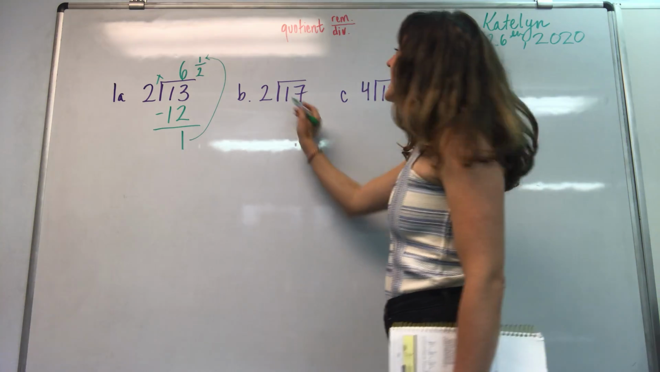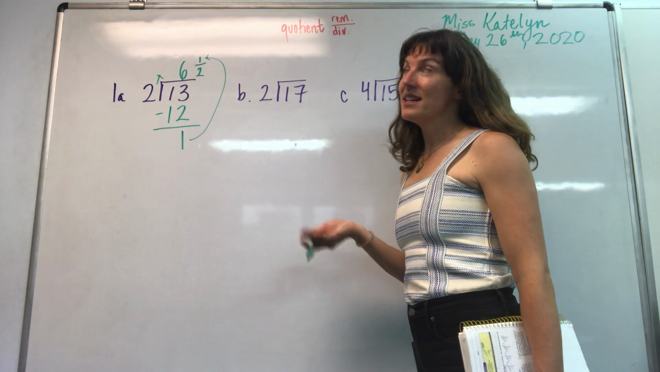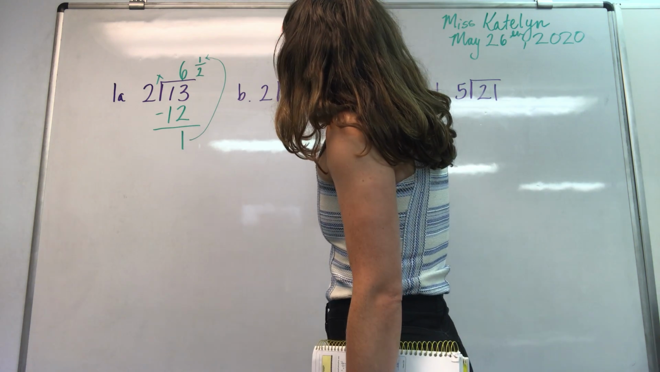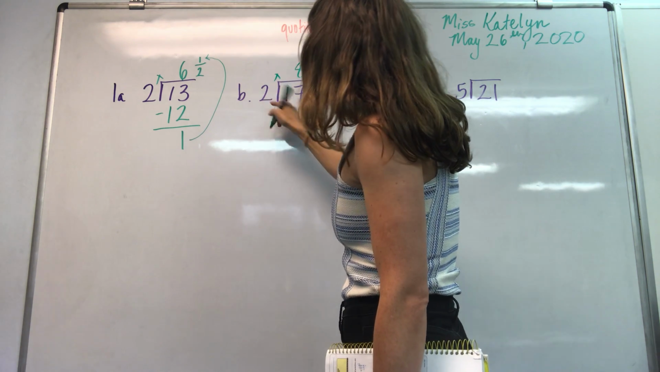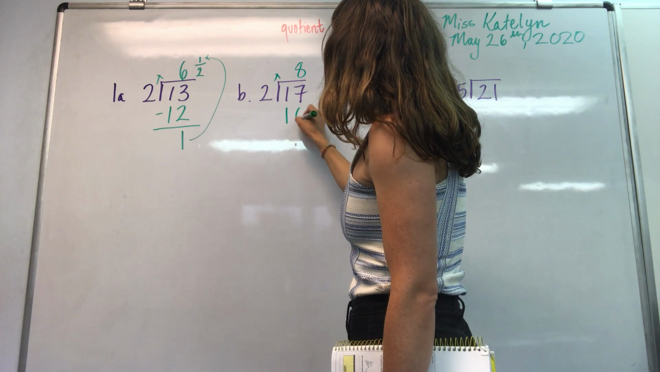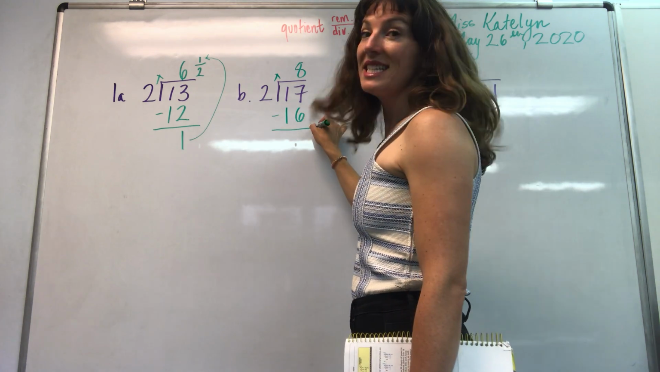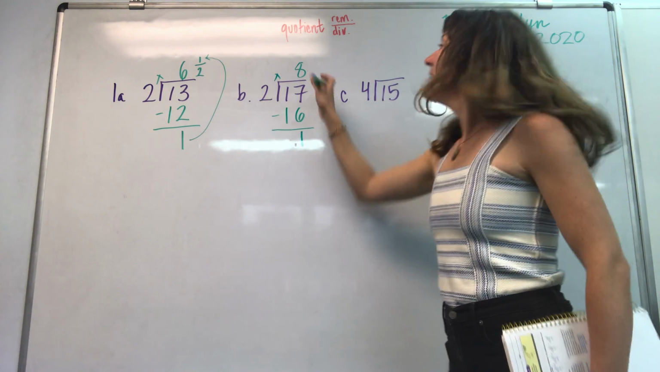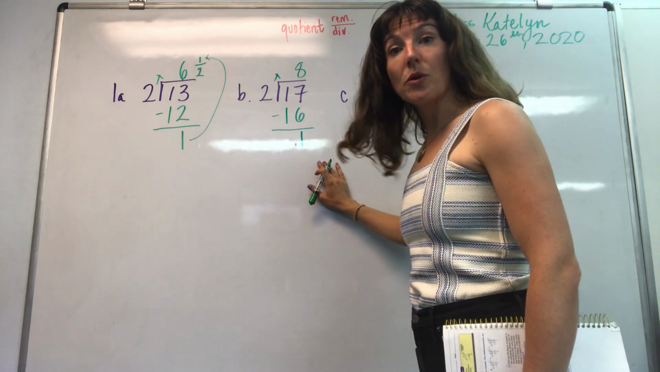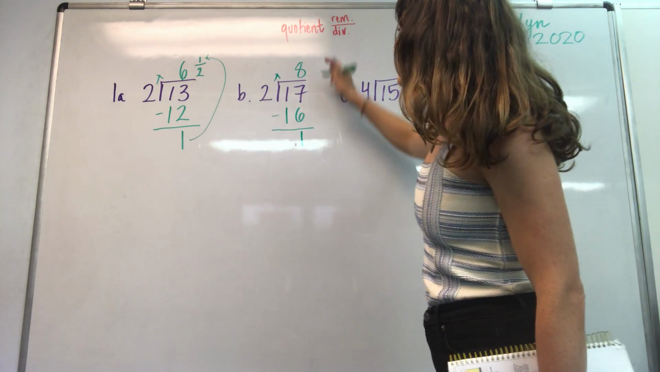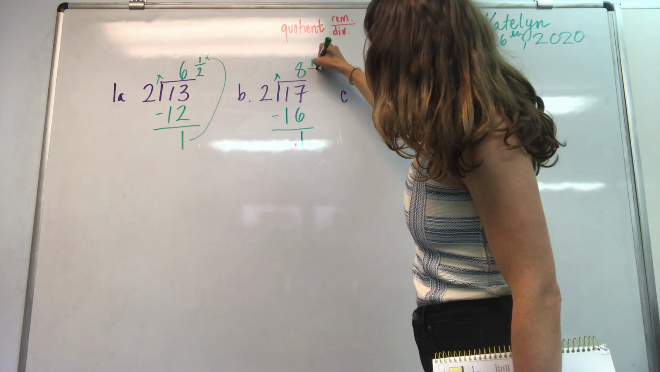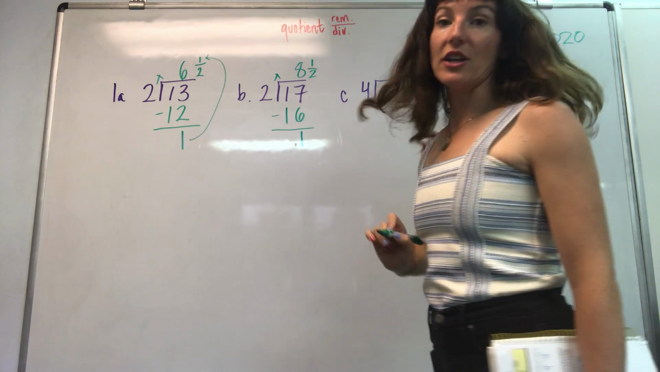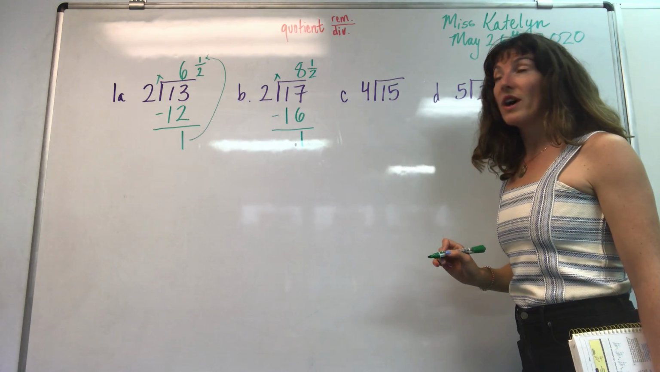Here we go again. 17 divided by 2. I know that's not going to go in evenly. I go 8 times 2 is 16. 17 minus 16 is 1. 1 is less than 2. There's nothing to bring down. I have a remainder. My remainder becomes my numerator. My divisor becomes my denominator. So the answer is 8 and 1/2.